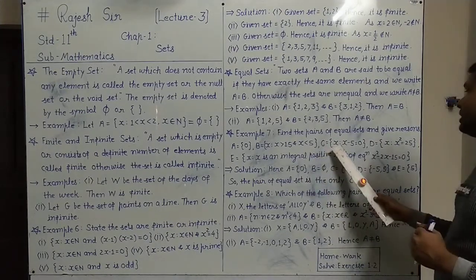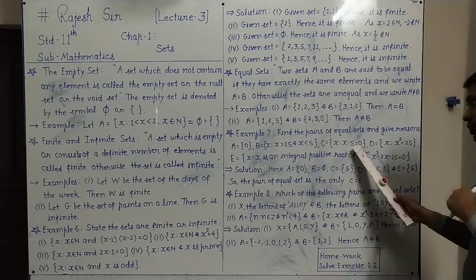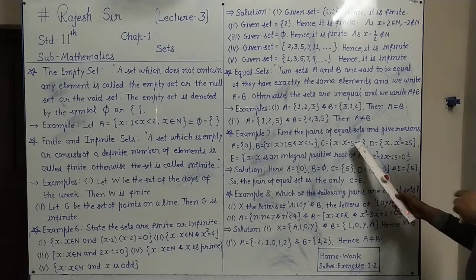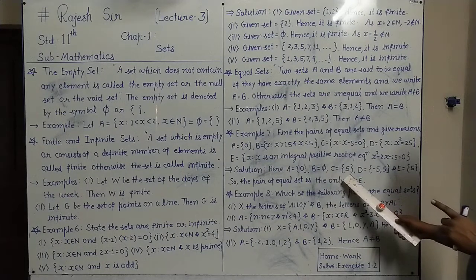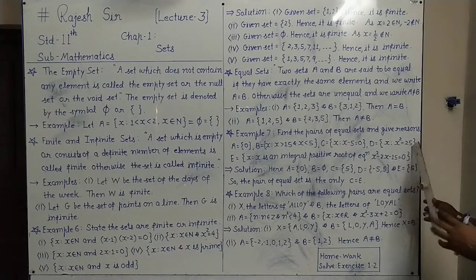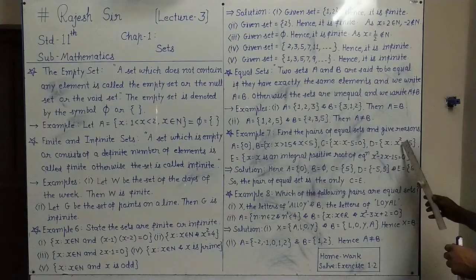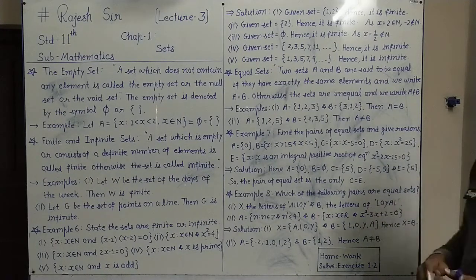For C, it is x such that x minus 5 equal to 0. This x minus 5 equal to 0 will give x equals 5, because minus 5 goes to the right side. So C is a set having the one element 5. Similarly, D equal to x such that x square equal to 25. We take the root on both sides, it will give x equals plus 5 and minus 5 both.